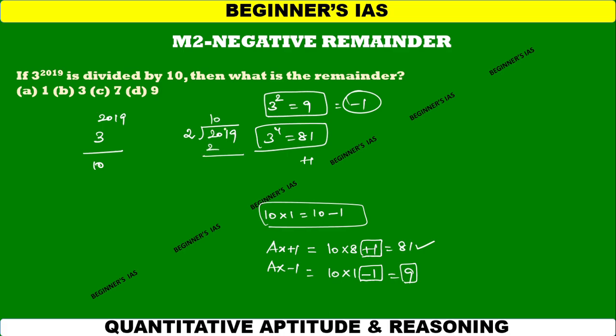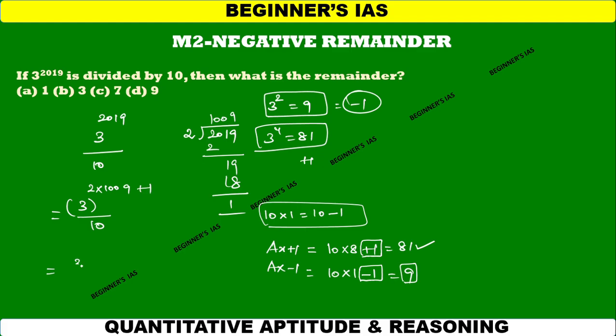Now 0 again 1 0. Now I'm bringing 9 here. Now 2 9s are 18, which leaves a remainder of 1 here. I can split that with respect to the negative remainder concept. So 2 into 1,009 plus 1, divisible by 10.